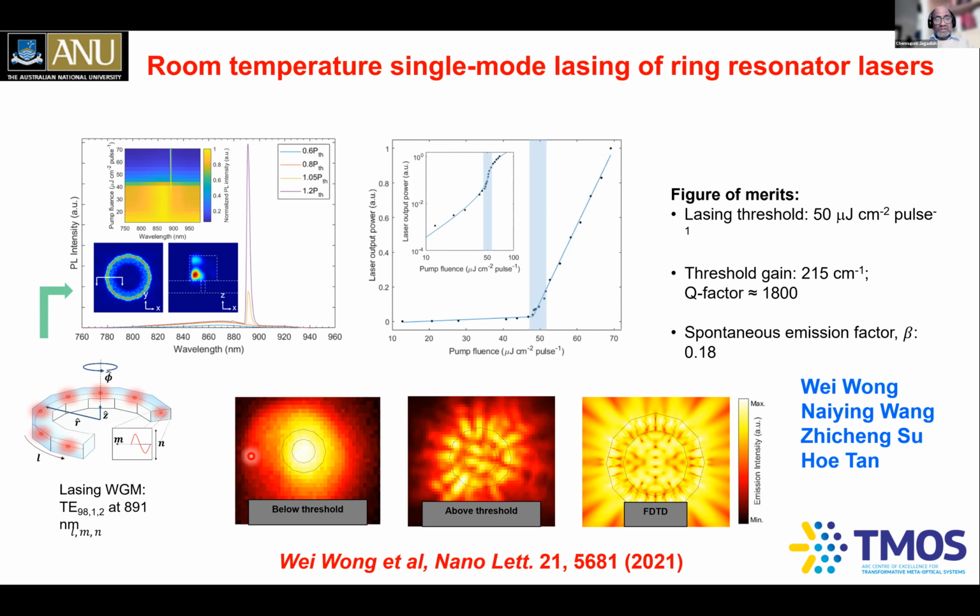You can see when you start pumping, below threshold you see a broad light emission, and above threshold you see very beautiful interference fringes coming from these whispering gallery modes. In fact, he's compared these with FDTD simulations, and they are very much comparable. This work has just been published earlier this year in Nano Letters or so. Again, there is S-type behavior in the log-log plot showing threshold-like behavior, and narrow line width as well. Broad light emission below threshold, a sharp light emission above threshold. So again, these are single mode lasing ring resonator lasers operating at room temperature as well.